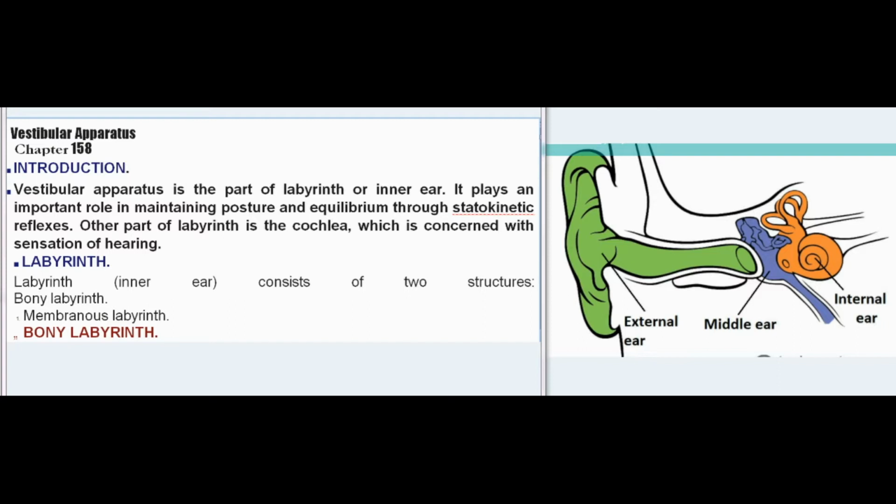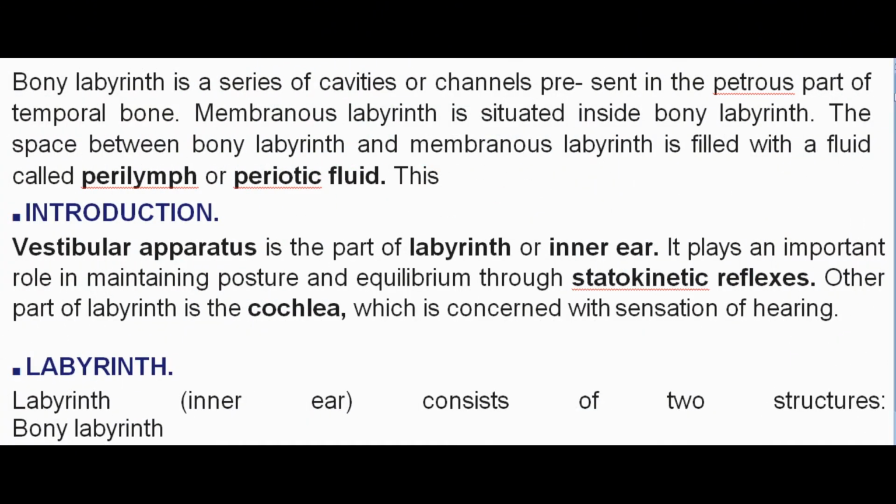Labyrinth, inner ear, consists of two structures: bony labyrinth and membranous labyrinth. Bony labyrinth is a series of cavities or channels present in the petrous part of temporal bone. Membranous labyrinth is situated inside bony labyrinth. The space between bony labyrinth and membranous labyrinth is filled with a fluid called perilymph or periotic fluid.